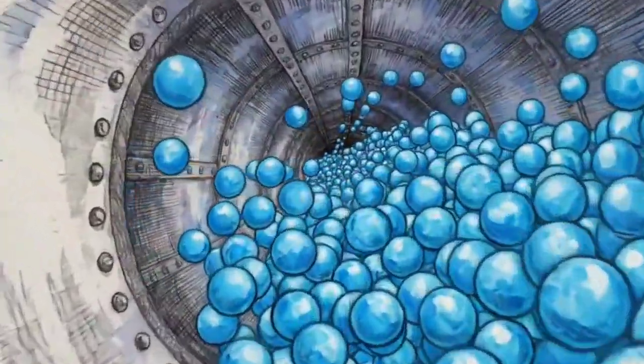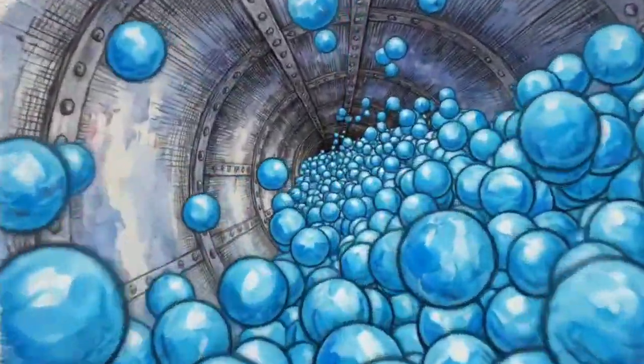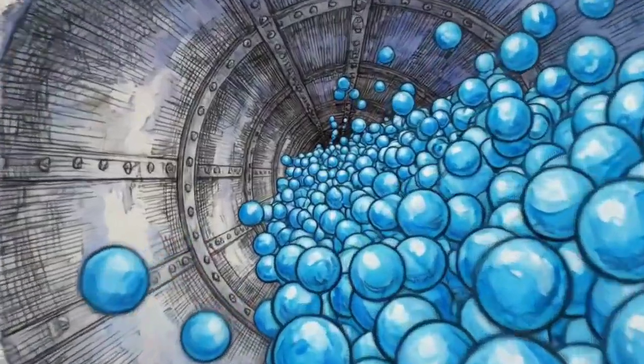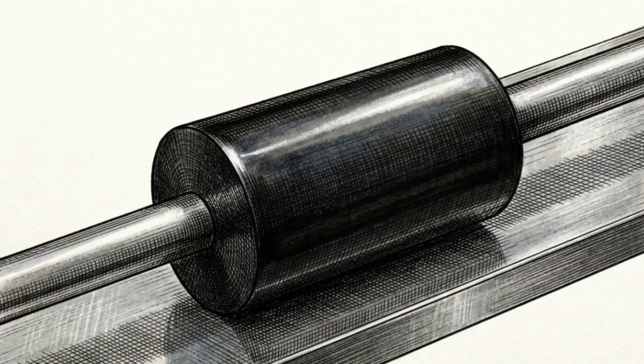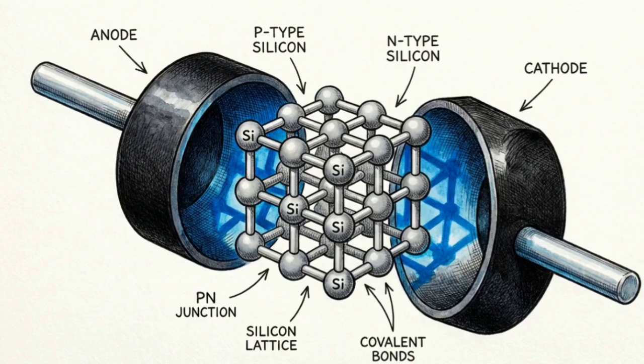We are achieving absolute directional control over a torrential flow of electrons, and we are doing it without using a single moving mechanical part. To understand how this silent, motionless valve works, we must look past the macroscopic circuit and engineer a solid-state crystal from the atomic level up.